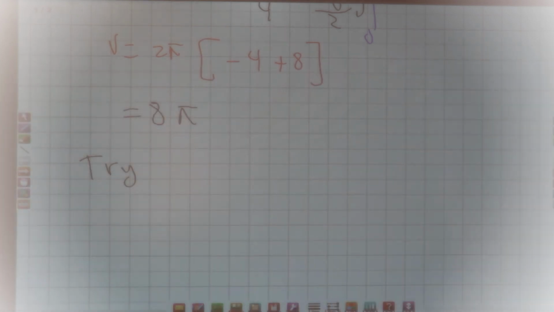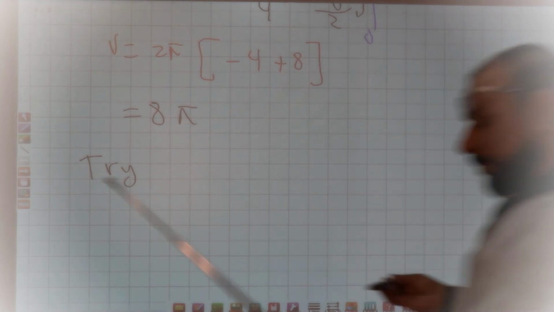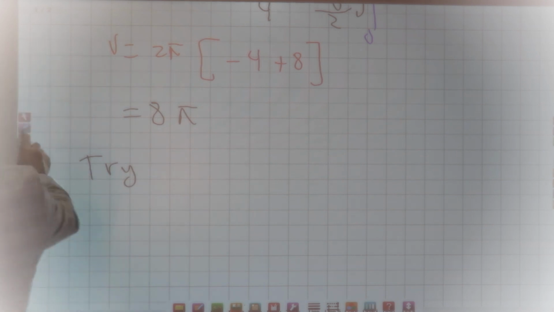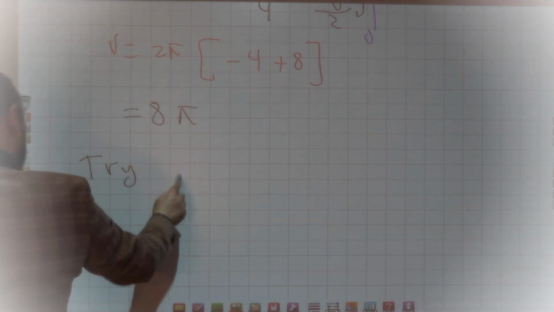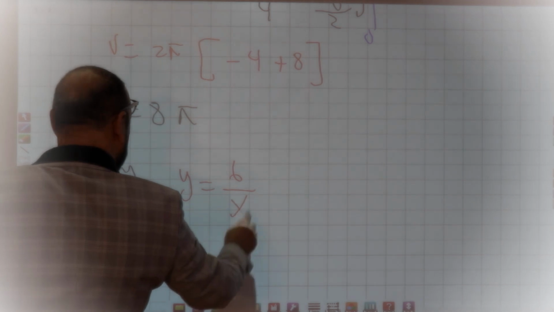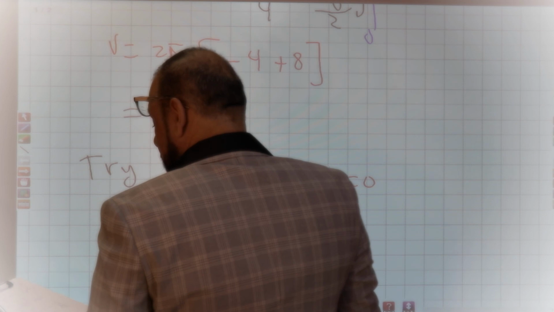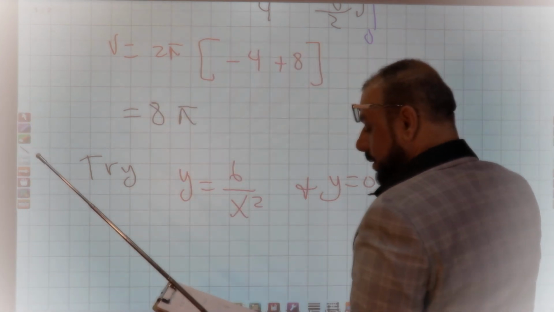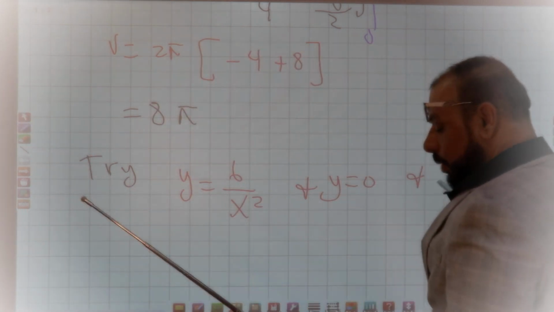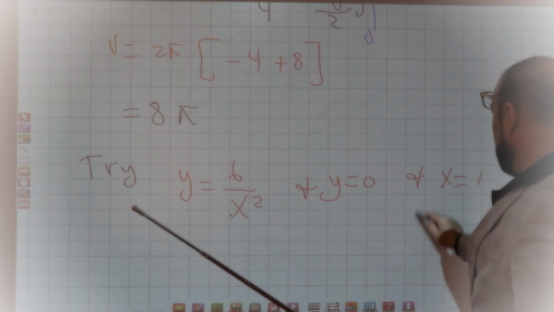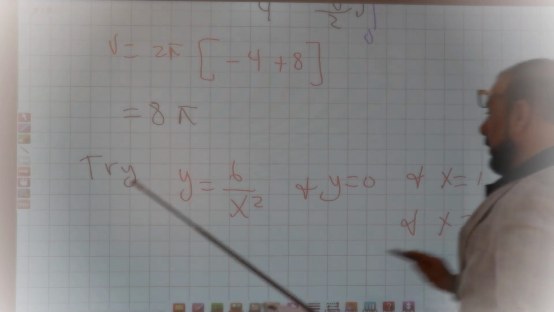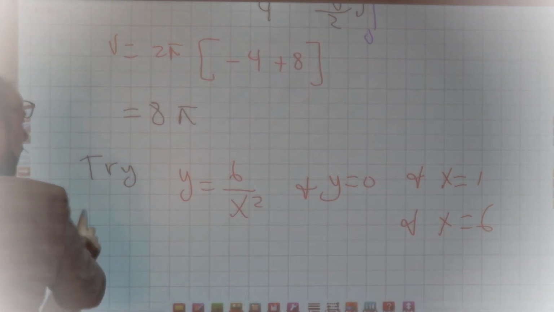The last question, try this one. Next time we'll do it together. Try to find the volume of revolution when we revolve the function y equals 6 over x squared and y equals 0, x equals 1 and x equals 6. Try to find the volume using the shell method.